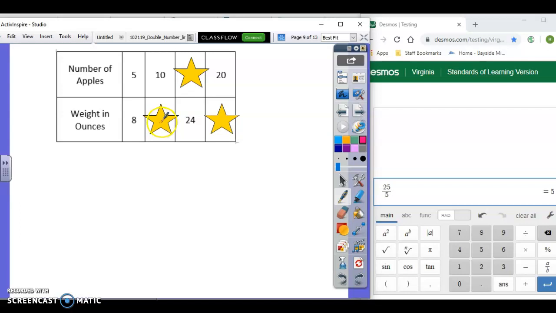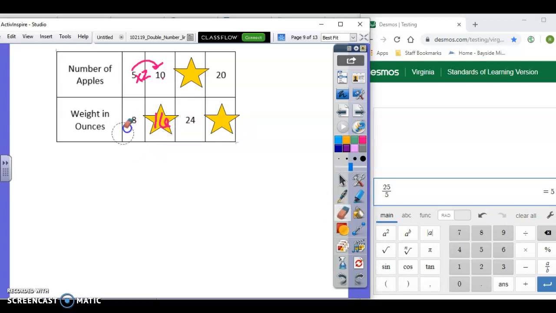So when I look at this star, that's my first X value I'm going to solve for. So I come up here and I'm trying to think, do I know how to go from 5 to 10? Well, yeah, it's just times 2. So then I come down here. 8 times 2 gives me 16. So the answer for that star is 16.